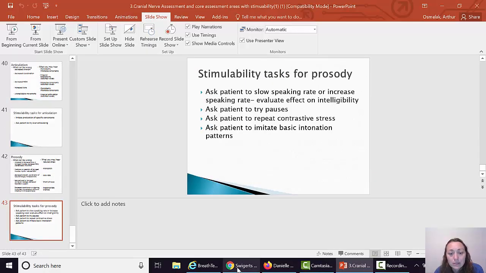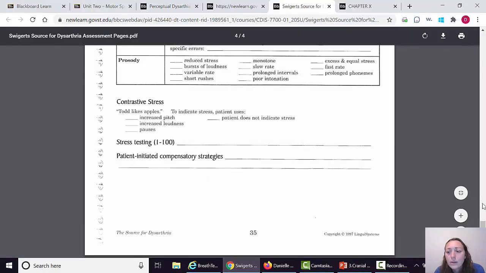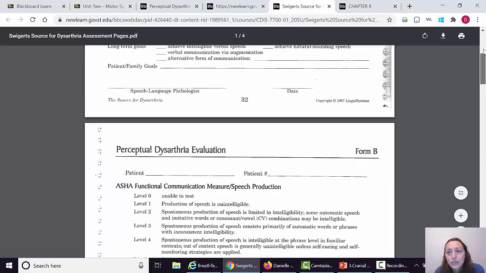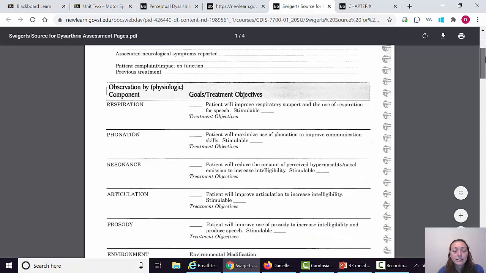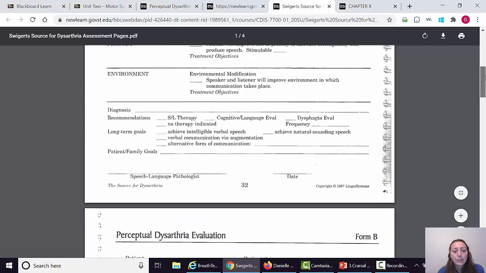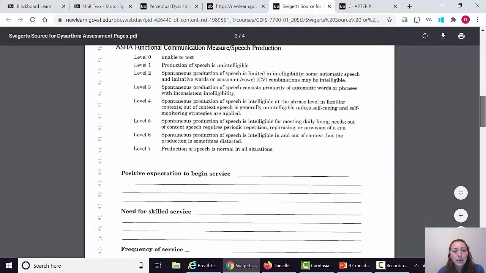Okay, so now I'm going to pull up resources that I said I would. Okay, so there's plenty up here. This is the source for dysarthria, it's old, like 20 years old, but it's still good. It's an informal assessment looking at different domain areas. This one's the 4-page one. Let me pull it up.